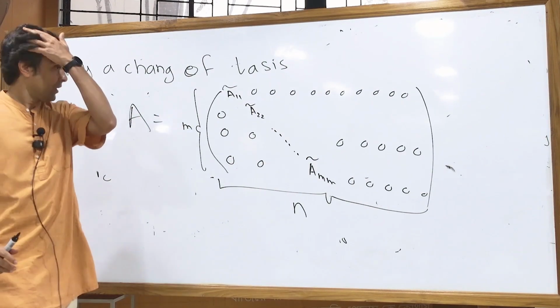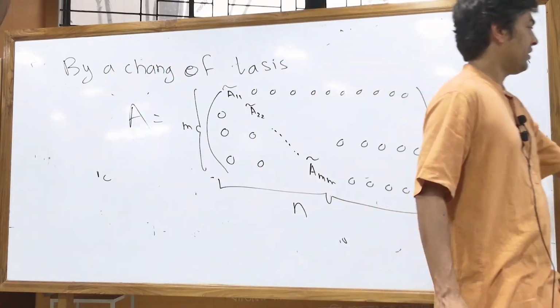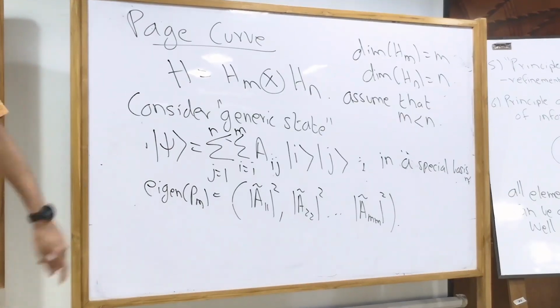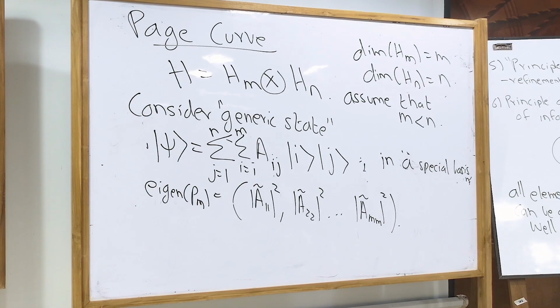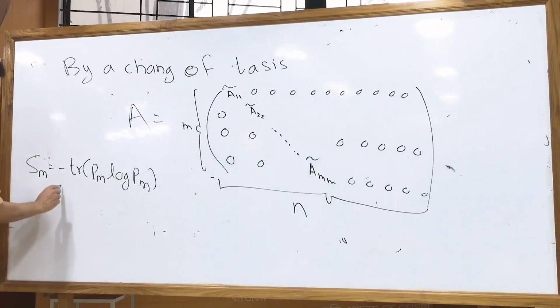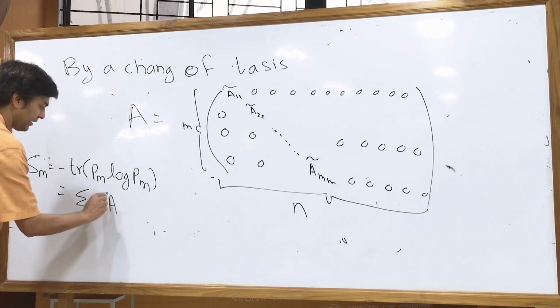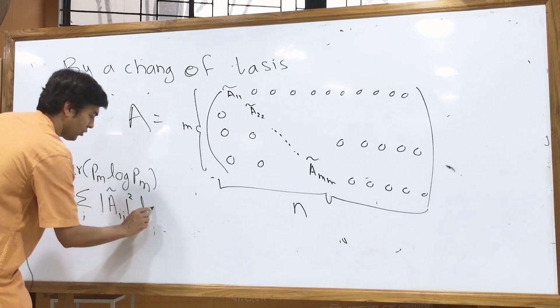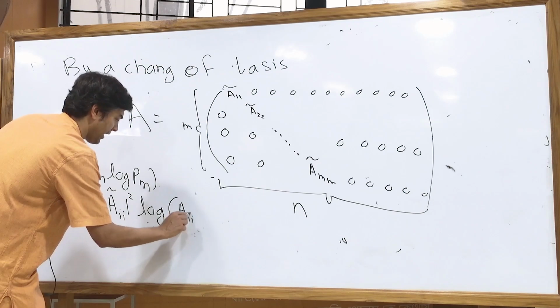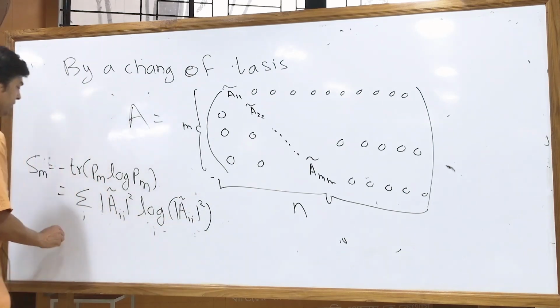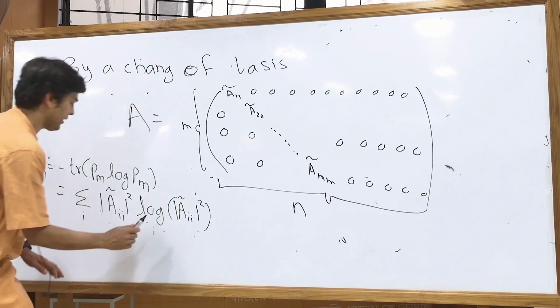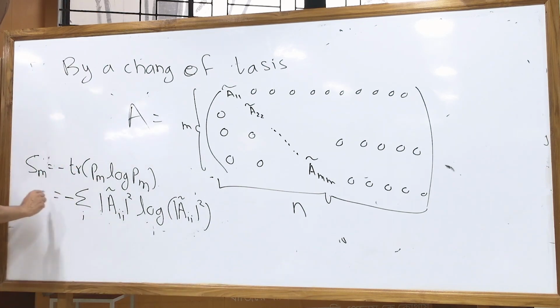Fine. What is now the entropy of the left Hilbert space? The entropy is given by Sm is equal to minus trace of rho m log rho m. And what is that given by? Well, it's given by minus the sum over i of a tilde i squared log of a tilde i squared. You agree? So the density matrix turns out to have these eigenvalues.